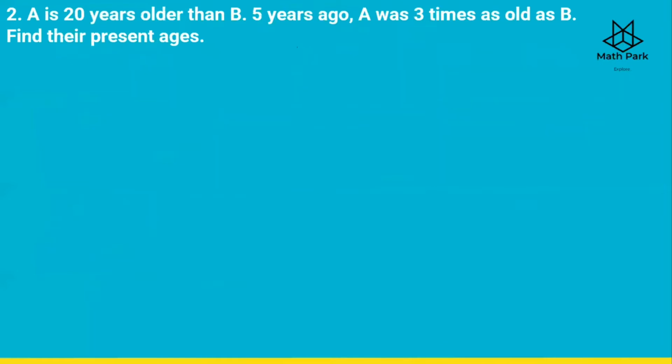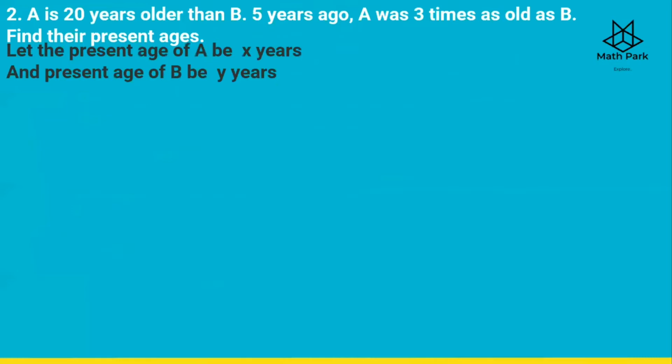A is 20 years older than B. 5 years ago, A was 3 times as old as B. Find their present ages. So let the present age of A be X years and the present age of B be Y years. And what is the condition given? A is 20 years older than B. That means when we add 20 to B's age, we get A's age. So this is our equation 1, or you can write X minus Y is equal to 20.